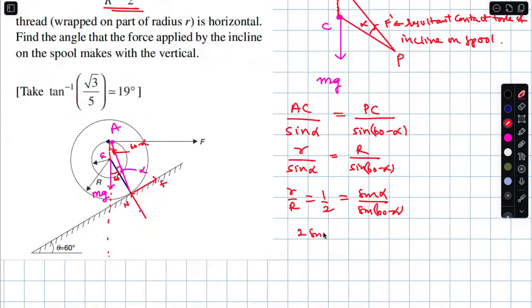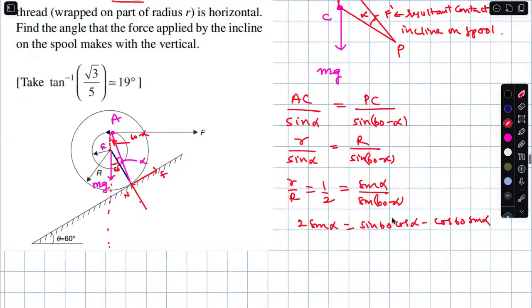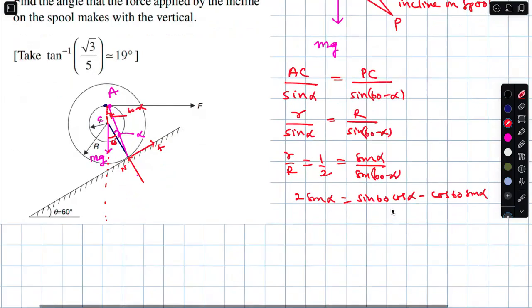So 2 sine alpha is sine 60 cos alpha minus cos 60 sine alpha. Alright, trust me. What you will get is tan alpha is root 3 by 5. Solving which you will get tan alpha is root 3 by 5. That is not your answer.